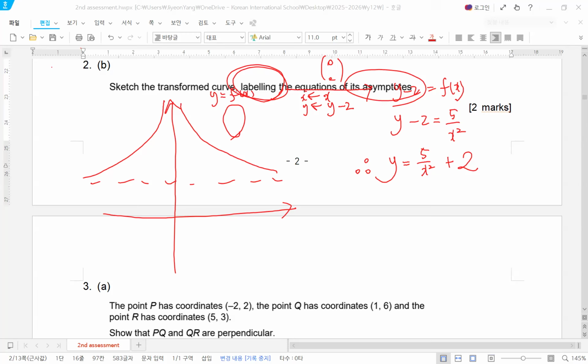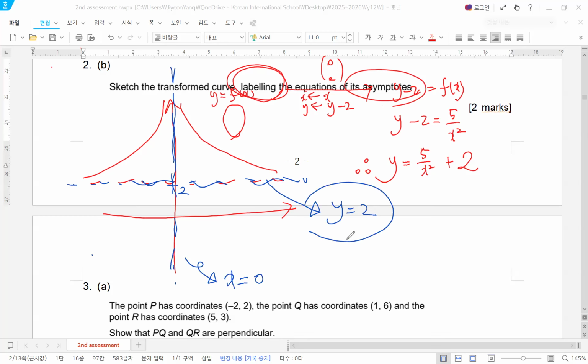So there are two asymptotes of this graph, the first one is this one, the second one is this line. Do you understand? So you needed to clearly write down the equations, which are y equals 2 and x equals 0. This line, parallel to the x-axis, is y equals 2. And this line is the y-axis, so x equals 0. You need to write down clearly these two asymptotes.